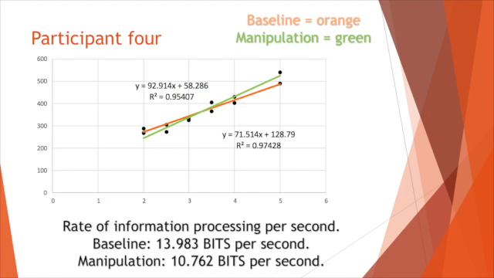For the manipulation, the slope is 92.914 and the intercept is 58.286. When considering the regression equation for the manipulation, y equals 92.914x plus 58.286, and the R-squared value tells us the model explains 95.4% of the variability of responses around the mean. When looking at the rate of information processing for the manipulation, 10.762 bits of information is processed in 1 second.